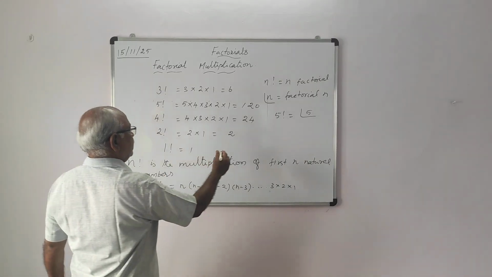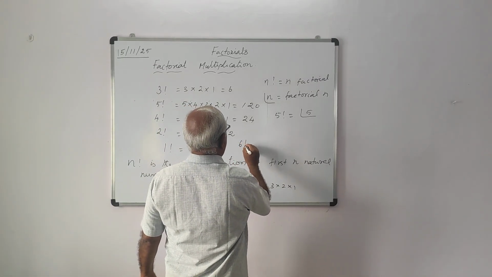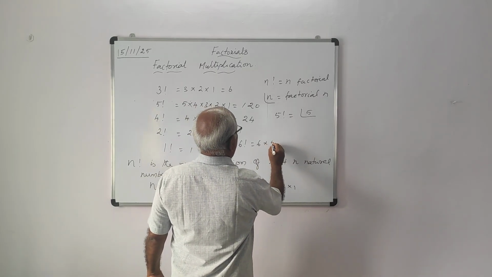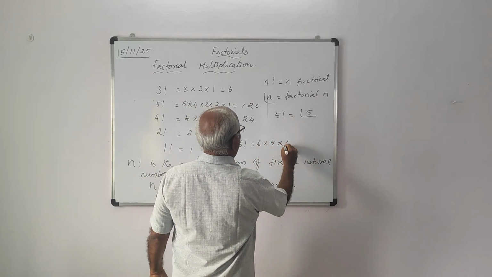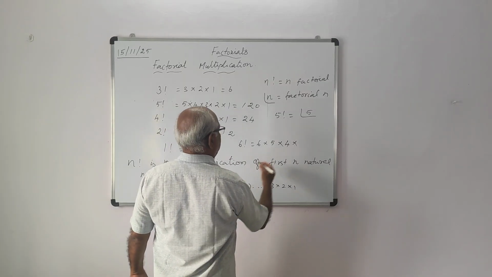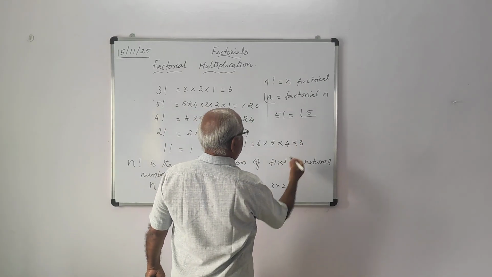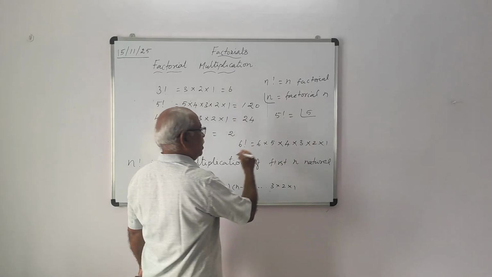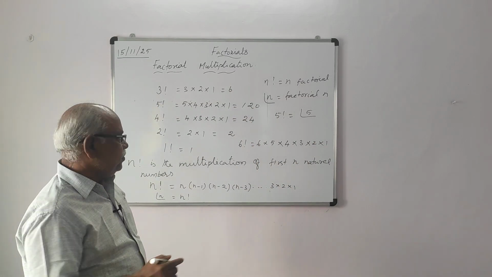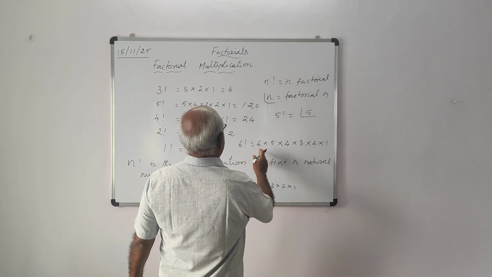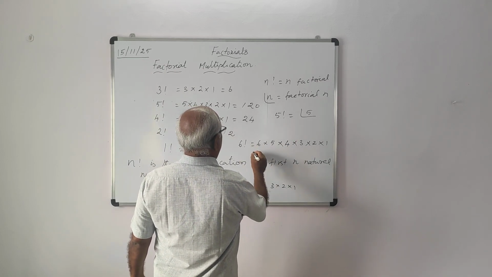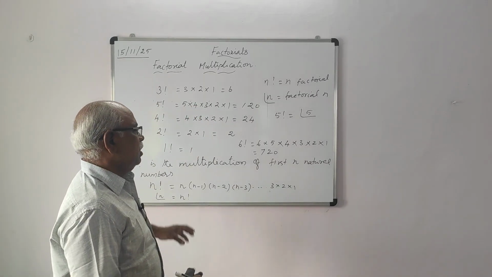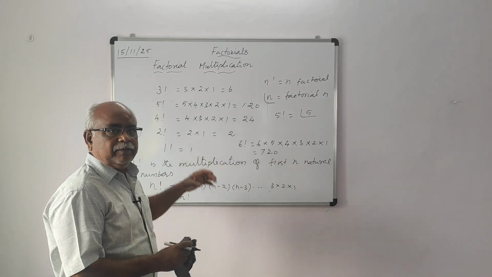See, for example, 6 factorial, you can write it as 6, 6 minus 1 is 5, 6 minus 2 is 4, 6 minus 3 is 3, so 3, 2, 1. Like that, the factorial of a natural number is defined. The product, the 6 factorial value, is 720. Like that, the definition of a factorial number is defined. Okay?